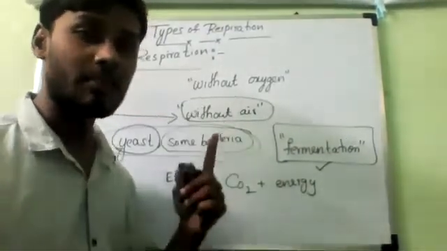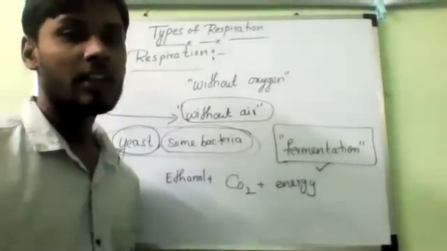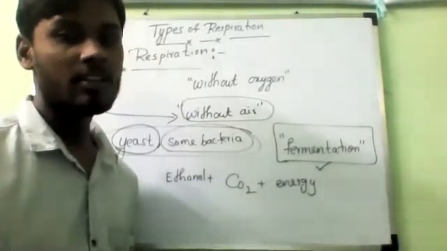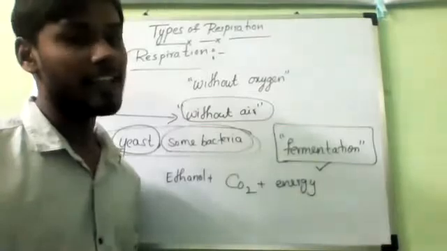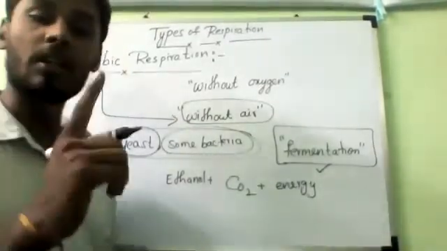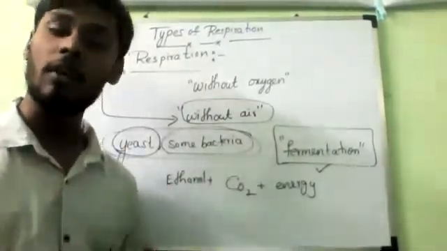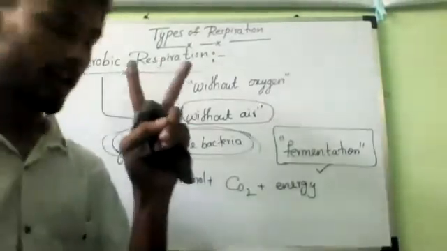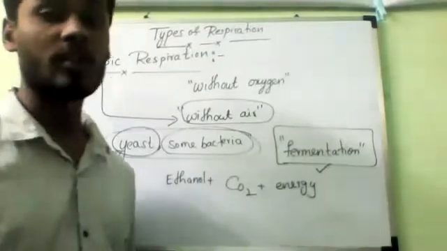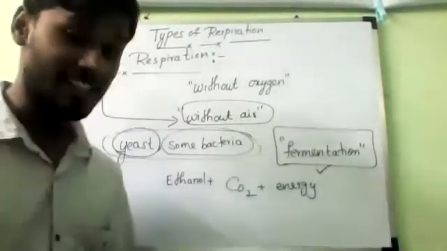How much energy comes in aerobic respiration? 38 ATP molecules. But in anaerobic respiration, when one glucose molecule is broken down by this fermentation process, we only get 2 ATPs. Do you understand how much less energy is produced in anaerobic respiration? That is why it is carried out by very few organisms only.